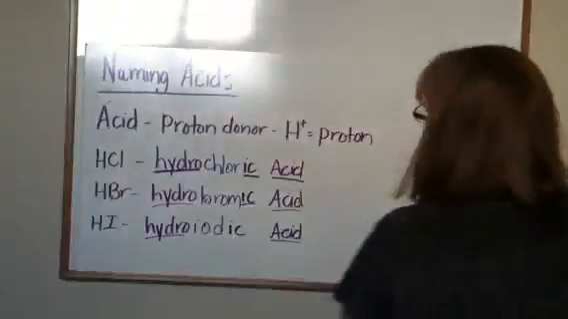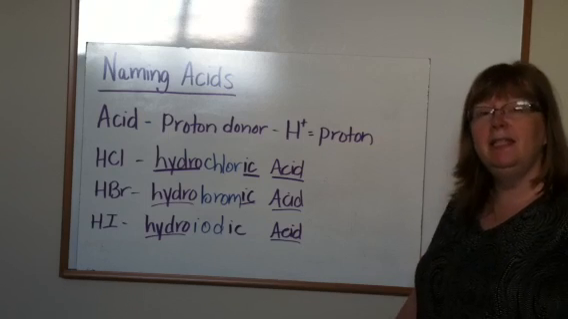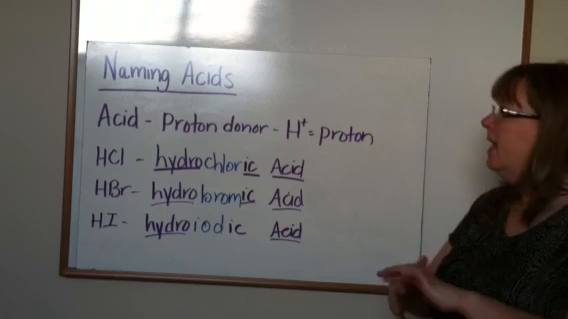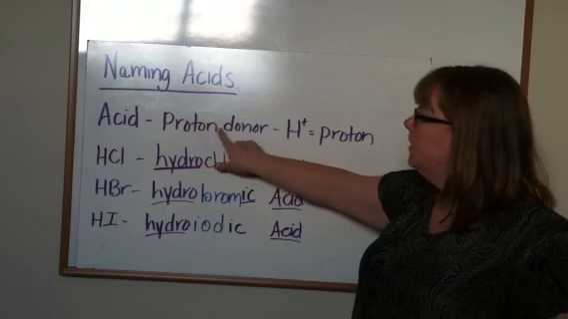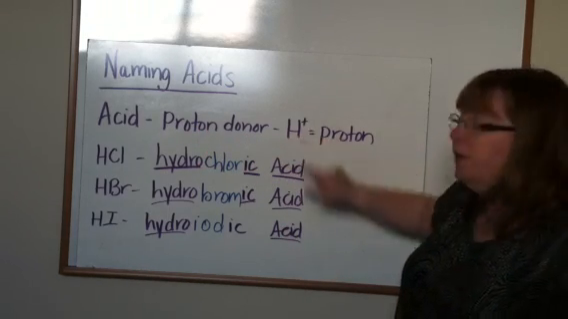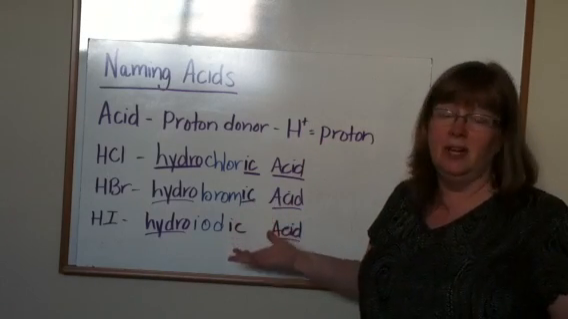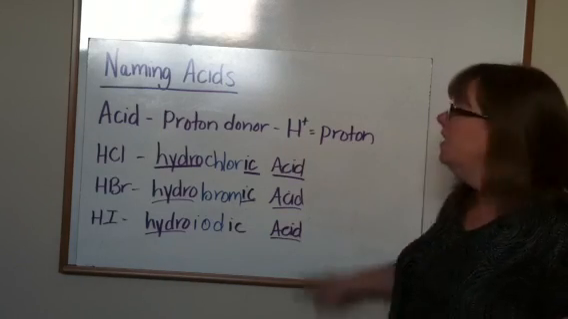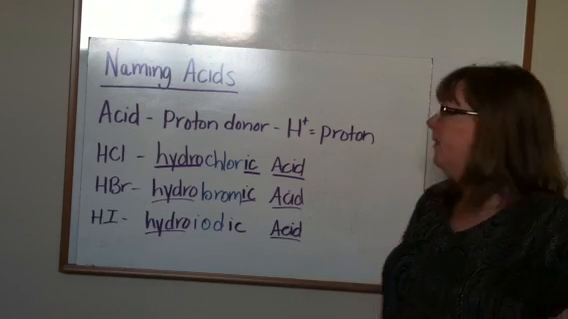In this video, we are going to work on naming acids. Well, first of all, what is an acid? There are many different definitions of acids, but what we're going to work with today is what's called the Bronsted definition of an acid, which is that it is a proton donor. And a proton is nothing more than a hydrogen with a +1 charge. If it has a +1 charge, it lost its 1 electron, so all that's left with an H+ is a proton. So if I say the word proton or H+, I'm talking about the same thing.